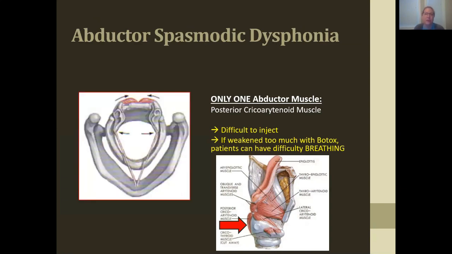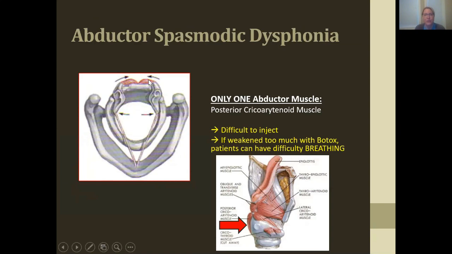One of the other challenges we have is treating our patients with abductor spasmodic dysphonia, and I alluded to this before. One of the problems is that this is also the muscle that opens our laryngeal airway. So if we inject too much, patients do have difficulty breathing. They'll have noisy breathing, they'll have stridor. They might sit on the couch for a week and not be able to get up and do anything because they're struggling to breathe. And so sometimes we have to go to that extreme to get them to the point that it works, so it's not a great trade-off sometimes.